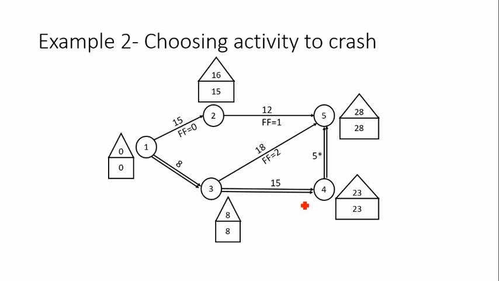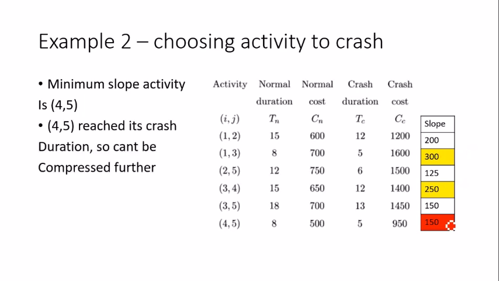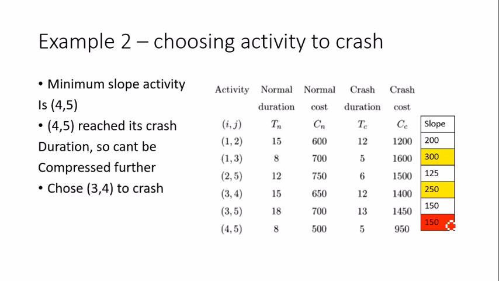If you look at the table, we computed the slopes: 300, 250, and this is something I've just explained to you, that the minimum slope activity is 4 to 5, but 4 to 5 has reached its crash duration, so it cannot be compressed further. Therefore I have to choose out of these 2. So 300 and 250, the minimum is 250, so I'll be choosing the 3 to 4 activity for crashing.